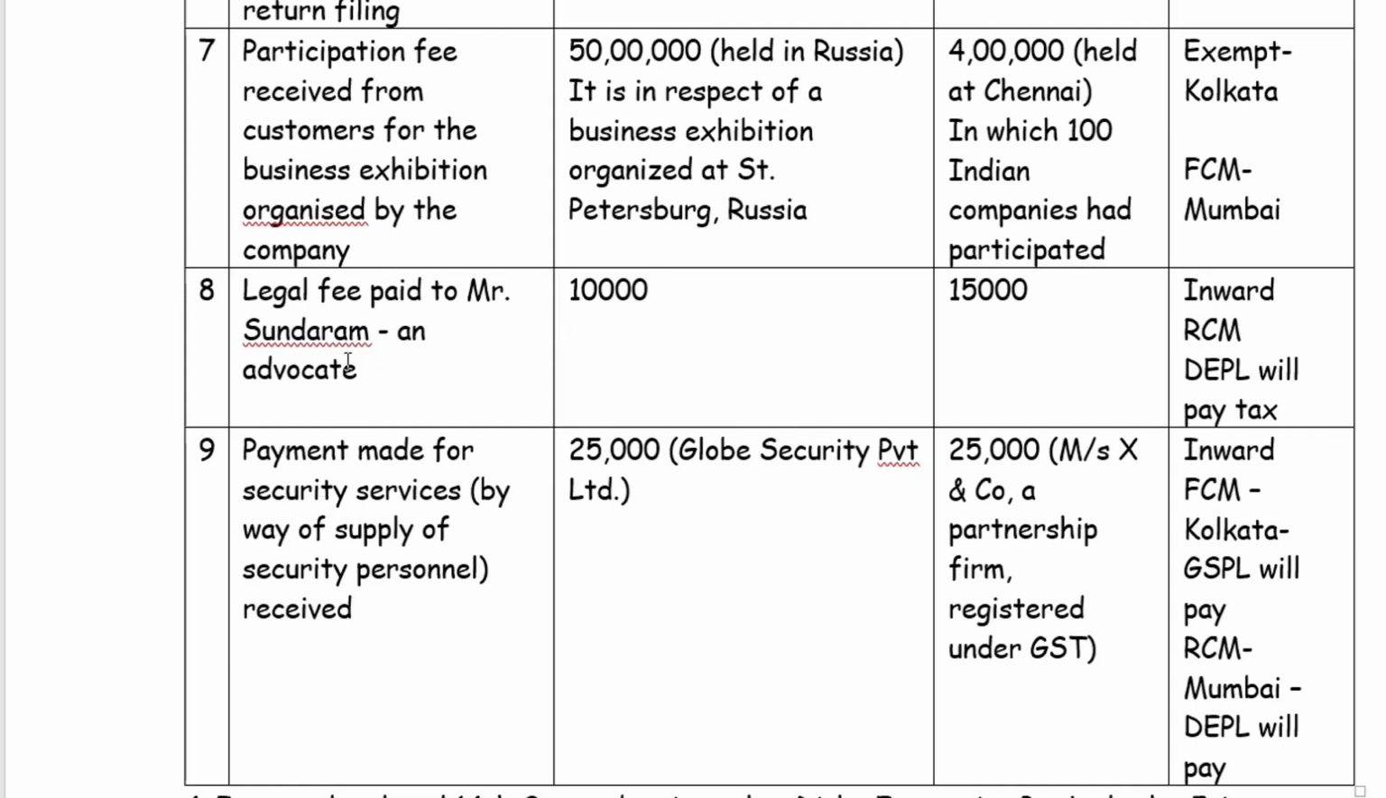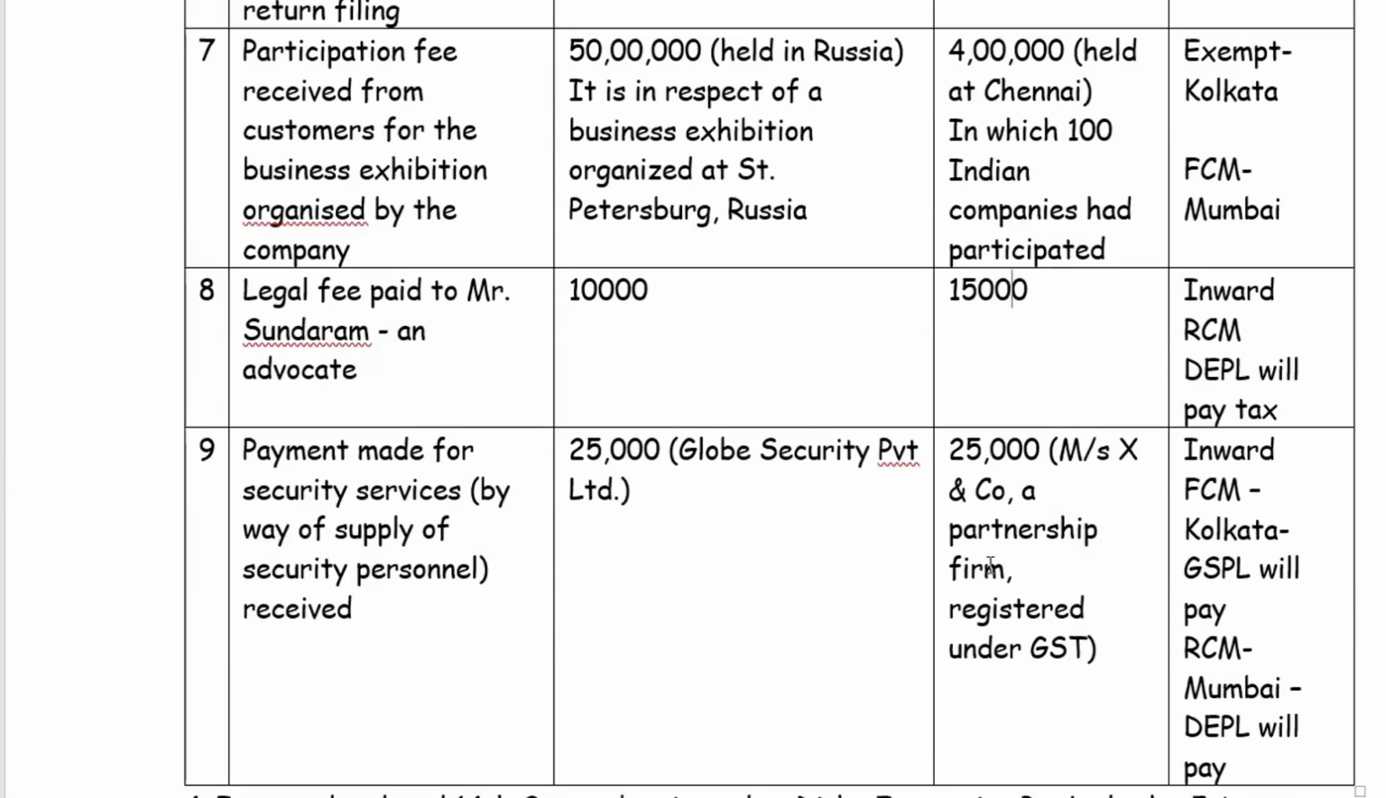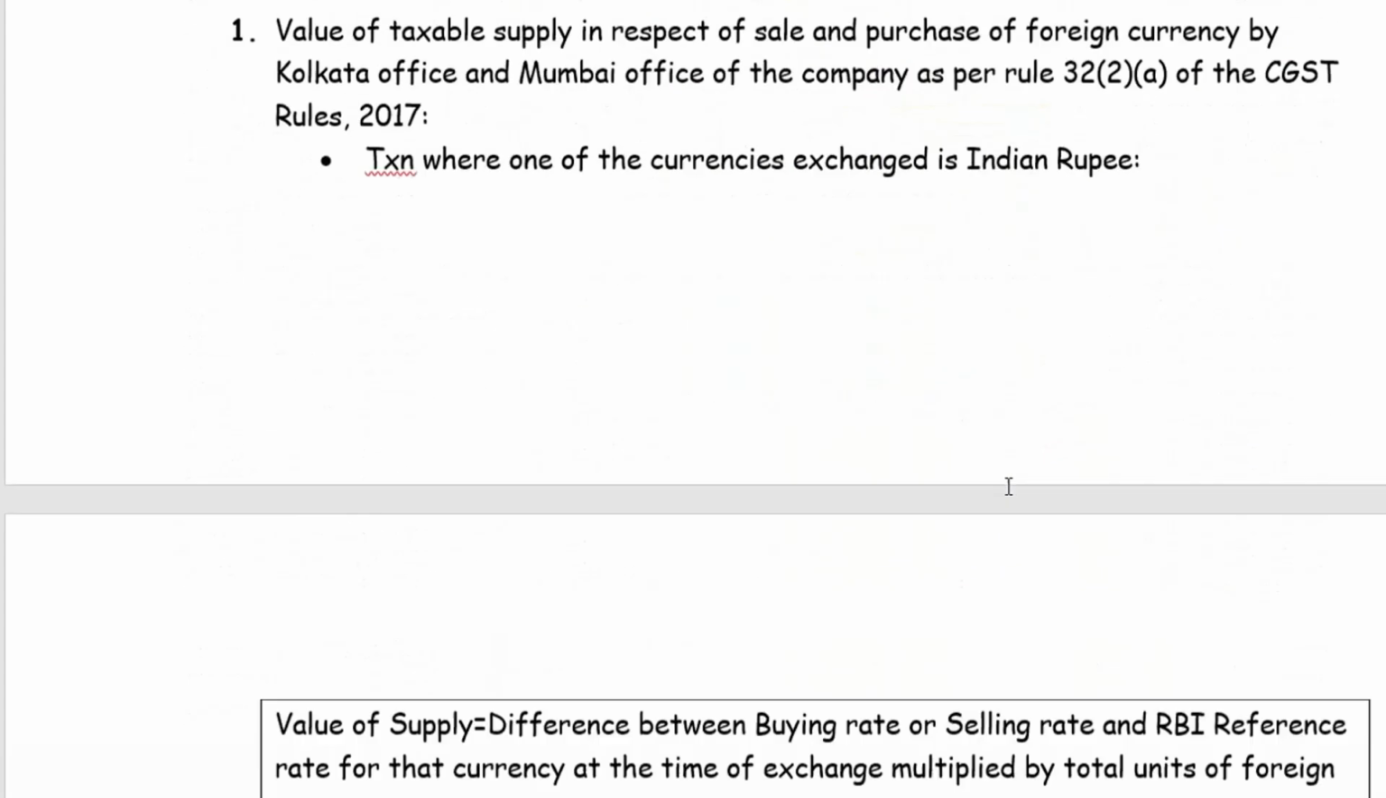Security services is also one of the inward supplies in this question. All others are outward supply, right? I already explained RCM will be applicable because it is not a body corporate, right? So this 25,000 also we can include in the solution. So the answer is 15,000 plus 25,000, that is 40,000.